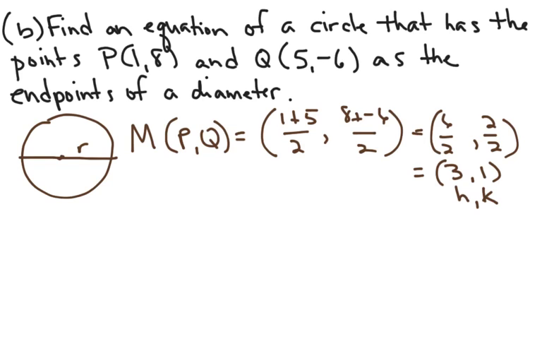In order to find out what the radius is, I could find the diameter, the distance between the 2 points on the diameter, and divide that by 2. Or now, because I know where the center of the circle is, I could find the distance from the center to one of the endpoints, which would give me the radius. And it really doesn't matter which one you do.